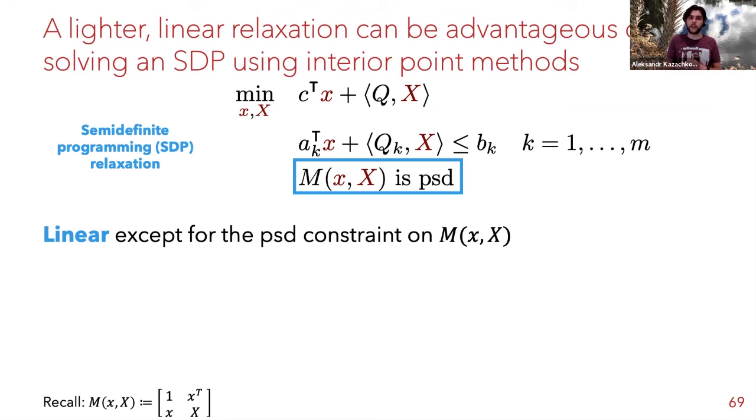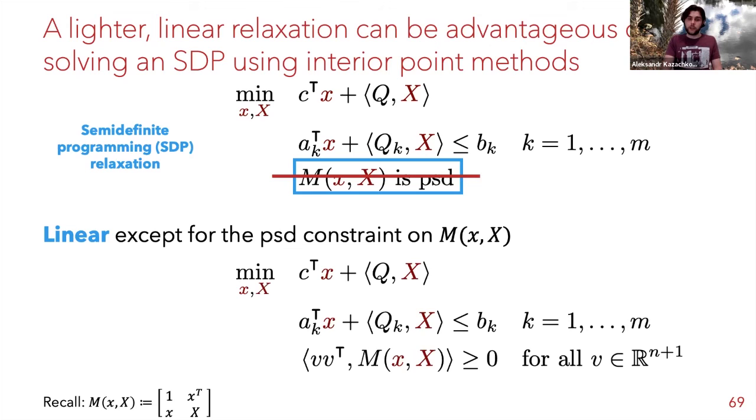What you can observe is that not only is the system above convex, it's actually linear in the variables little x and big X, except for that PSD constraint. But what we can do is replace that PSD constraint with linear constraints.